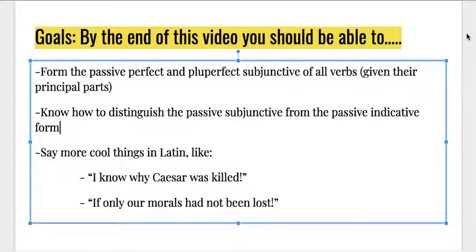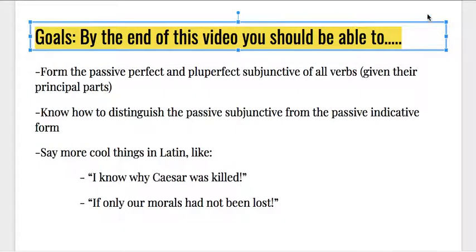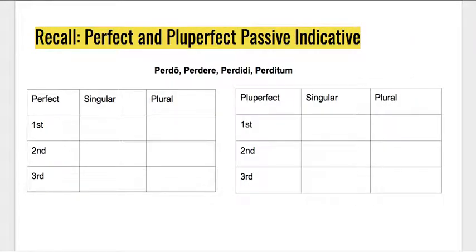Like, for example, I know why Caesar was killed, if you want to flaunt your knowledge. Or, if only our morals had not been lost, for when lamenting the current state of society's morals, nothing quite gets the point across like saying it in classical language. Speaking from experience. All right, so moving forward.